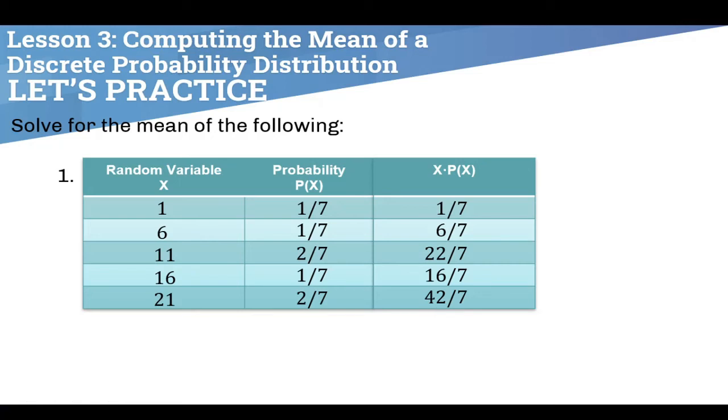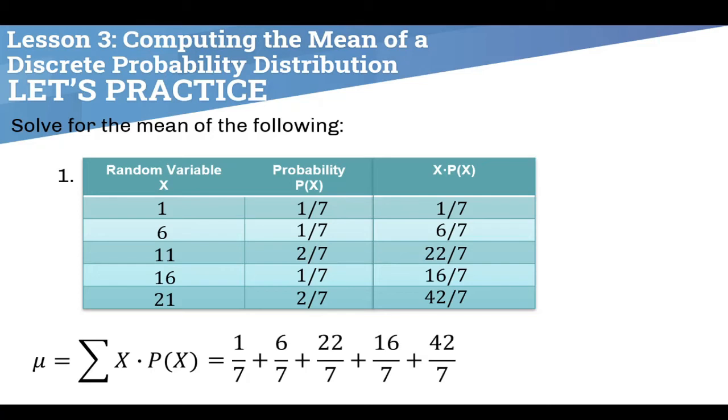Again, huwag kayong kakabahan kung sumobra man ito sa 7 or sumobra man yung kabuuan nito sa 1 kasi we are computing for the mean. Okay ba yun? Okay, good. Next, i-add na lang natin itong mga to. So, ano ngayon ang sum nito? Okay, very good. Summation nito ay, 1 plus 6, 7, plus 22, 29. 29 plus 16, 45. Plus 42 is what? 87 over 7.